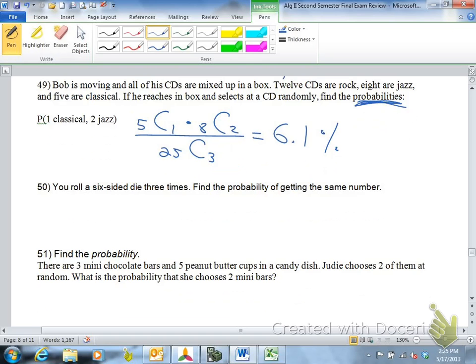You roll a 6-sided die 3 times. Find the probability of getting the same number. So the first time that you roll, you can get any number. The second time you roll, you have to get the same number. So whatever you get on the first roll, there's only one of those on the die, so you'd have a 1. And then there's only one of them on the die, so you have a 1. So the answer is 1 out of 36.